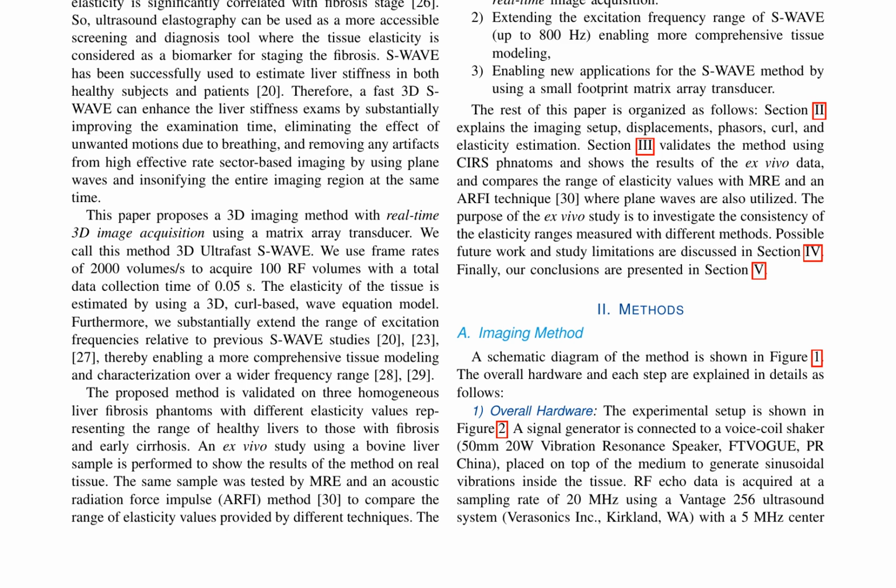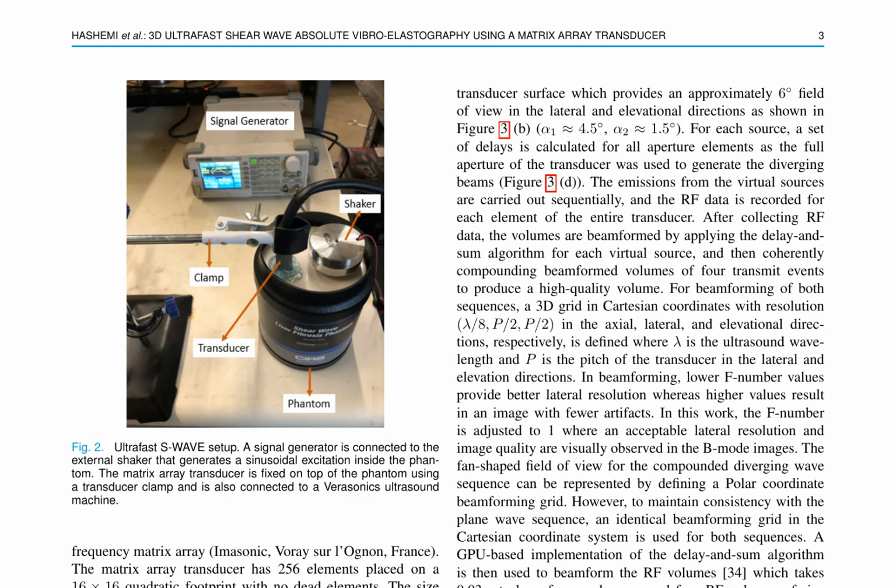To validate the technique, 3 homogeneous liver fibrosis phantoms with different elasticity values were used, representing the range of healthy livers to those with fibrosis and early cirrhosis. An ex vivo study using a bovine liver sample was also conducted to compare the range of elasticity values with magnetic resonance elastography (MRE) and acoustic radiation force impulse (ARFI) methods. The study aims to investigate the consistency of the elasticity ranges measured with different methods and to identify possible future work and study limitations.